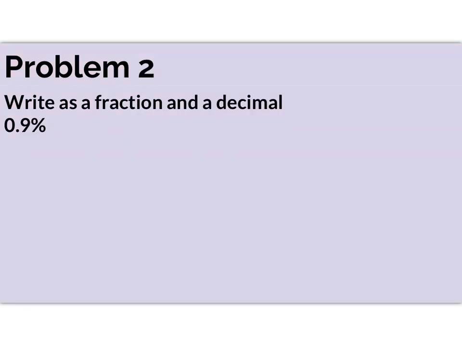Problem 2. Write 0.9% as a fraction. So 0.9 over 100. You can't leave a decimal, so you multiply by 10 over 10. And we get 9 over 1,000. So that's the fractional part.